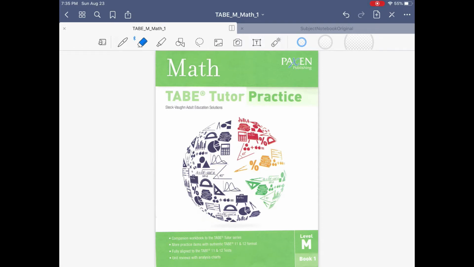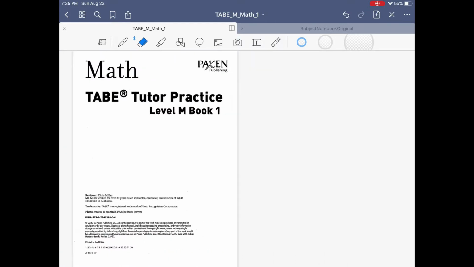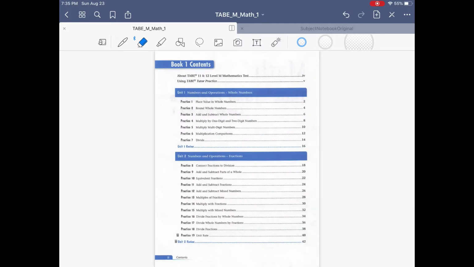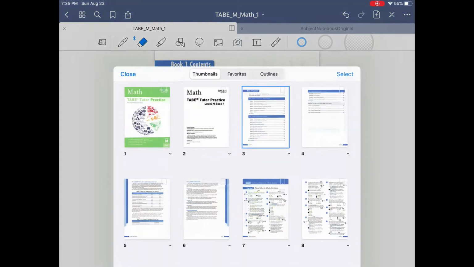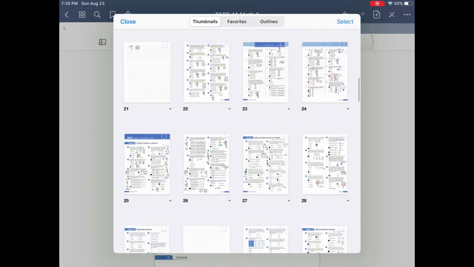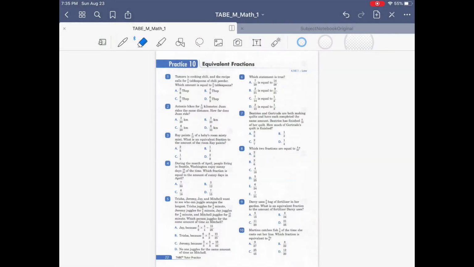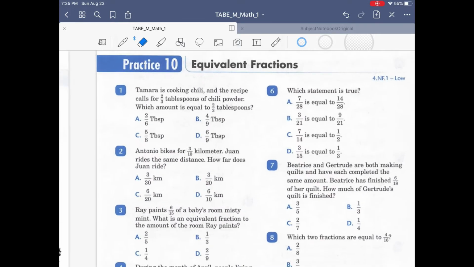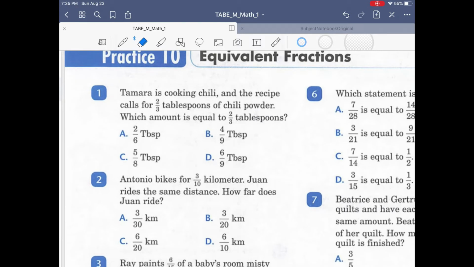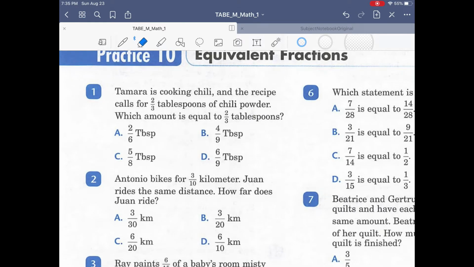In this video, we are looking at practice 10 in the Math TABE Tutor Practice Book 1. So if you take a look at your table of contents, it tells us that practice 10 starts on page 22. So let's turn to page 22 and take a look at these equivalent fractions.